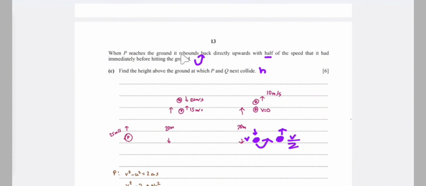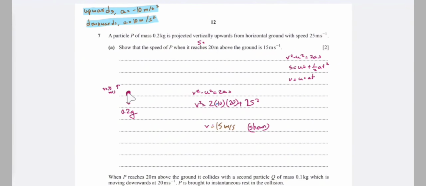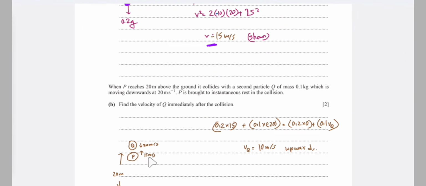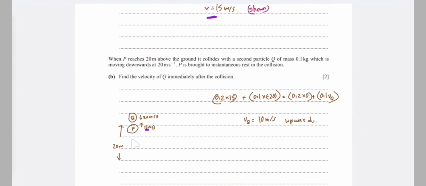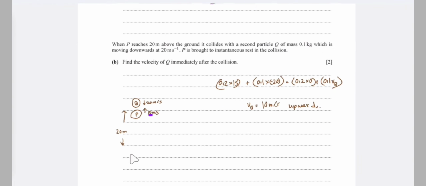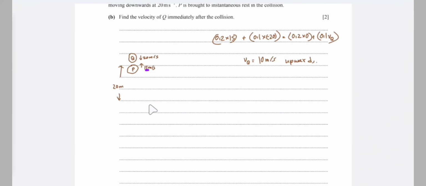So first of all, initially we saw that P, a particle, is moving upward with a speed of 25 meter per second, and at 20-meter height, it has a speed of 15 meter per second. Initial speed is 25 meter per second. Then at 20-meter height, it has a speed of 15 meter per second, and at 20-meter height, it collides with Q, which is moving downward with 20 meter per second.